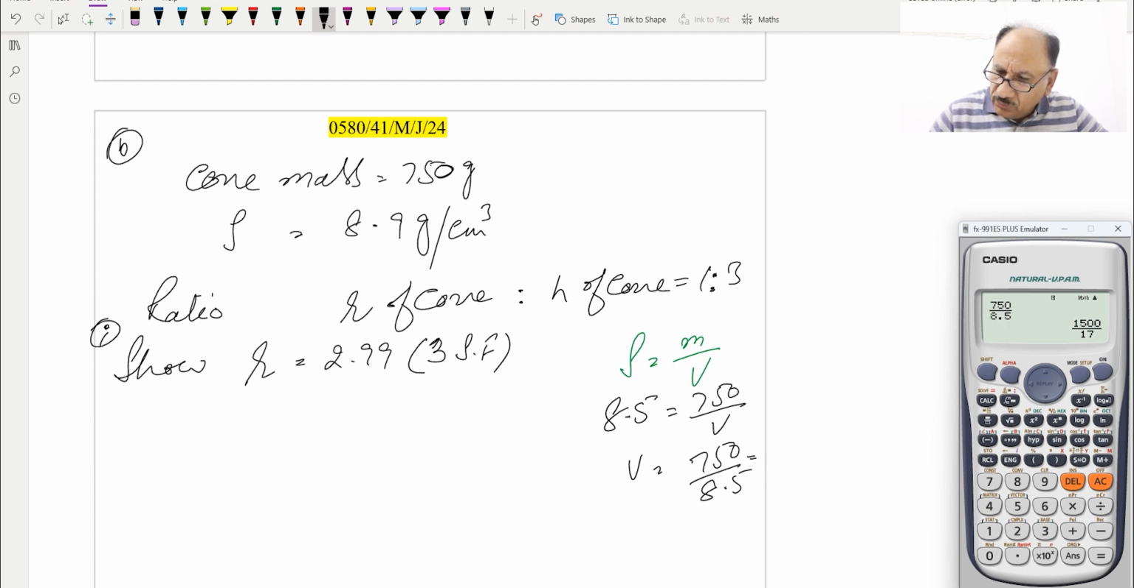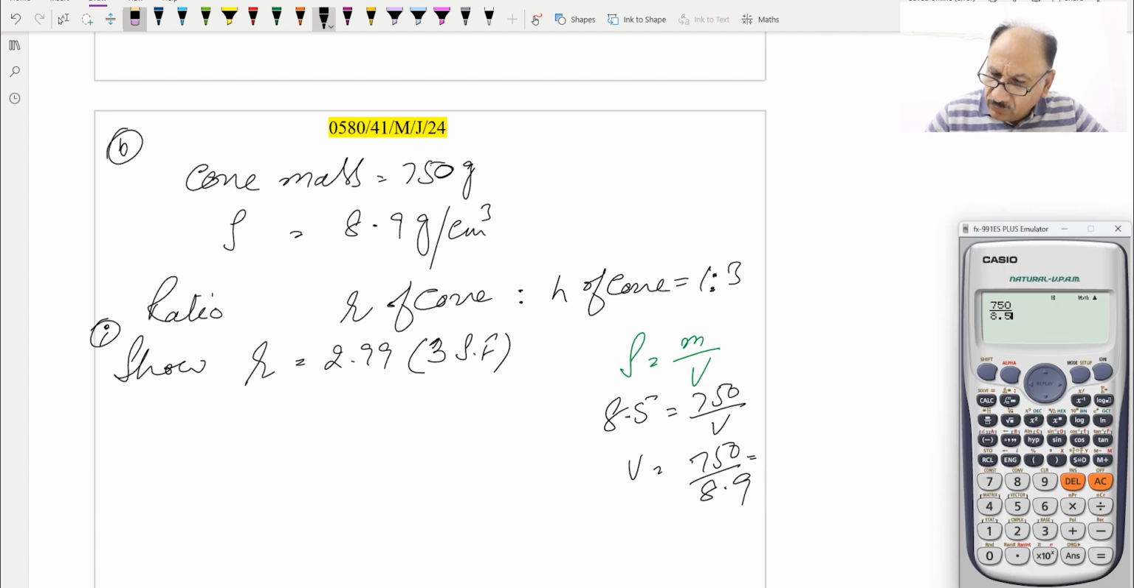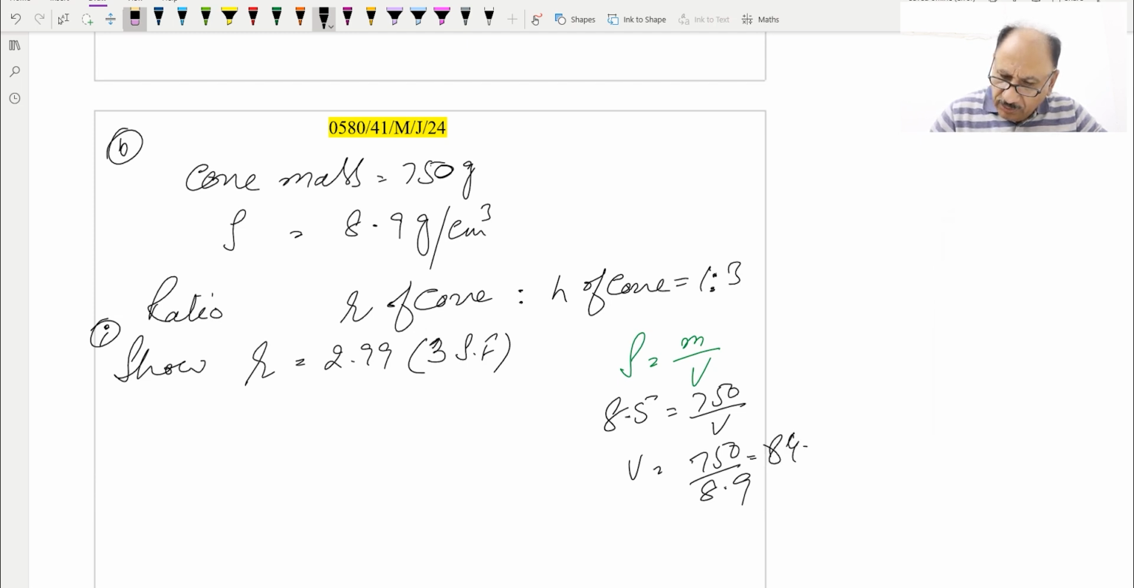It's not 8.5, it's 8.9 basically. So we have to correct this to 8.9, and in the calculation also we have to write 8.9, and this will be 84.27. So 84.27, we can round this.